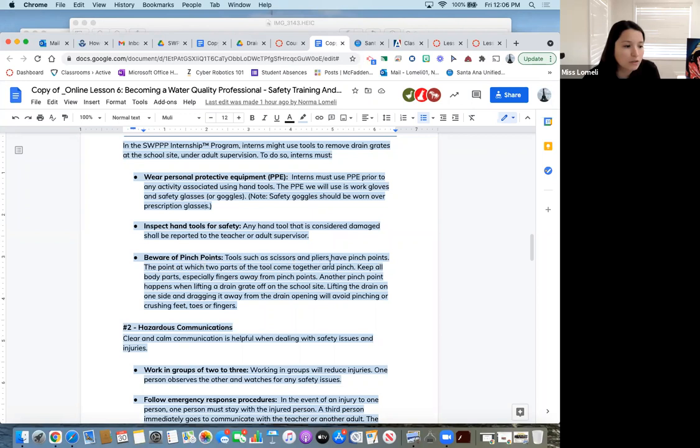Beware of pinch points. Tools such as scissors and pliers have pinch points, the point at which two parts of the tool come together and pinch. Keep all body parts, especially fingers, away from pinch points. Another pinch point happens when lifting a drain grate on the school site. Lifting the drain on one side and dragging it away from the drain opening will avoid pinching or crushing feet, toes, or fingers.